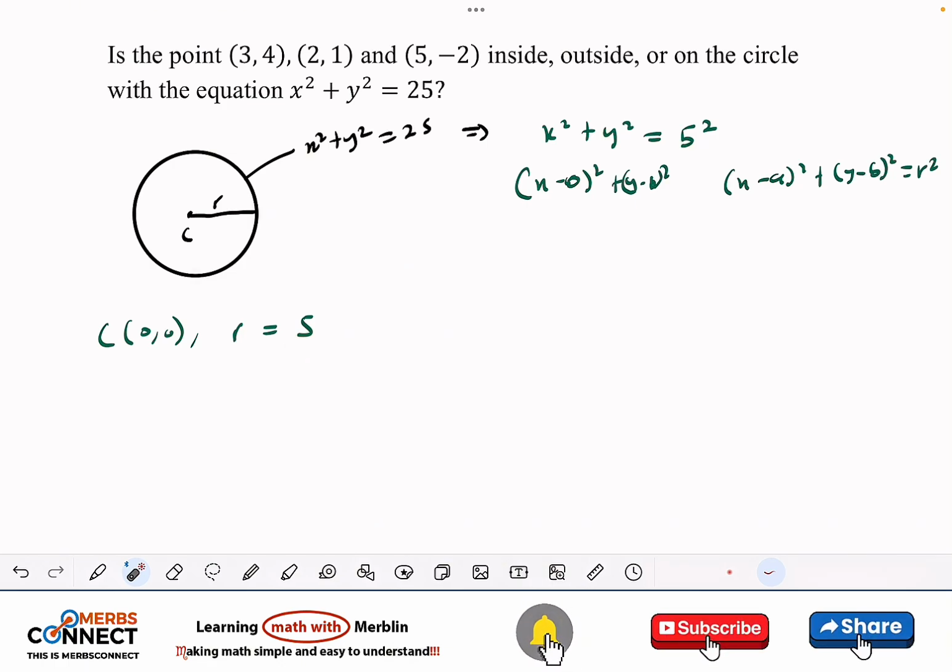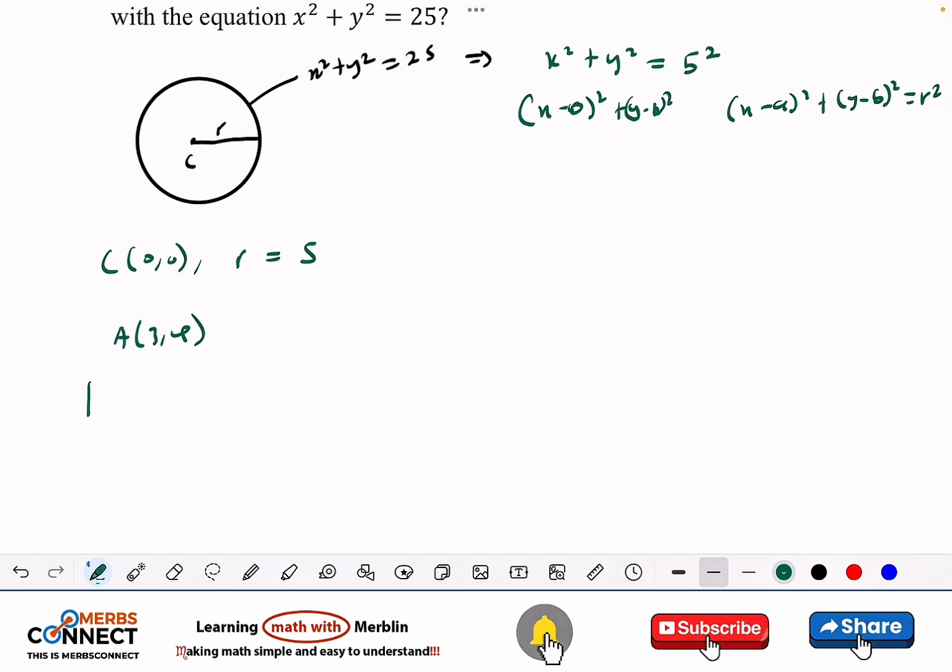So it's kind of very simple, even the long cut. Find the center, find the radius. When you are done, put them here, pick one of the points. So the first point, let me assume that the first point is A: 3, 4. I want to find the distance between C and A.